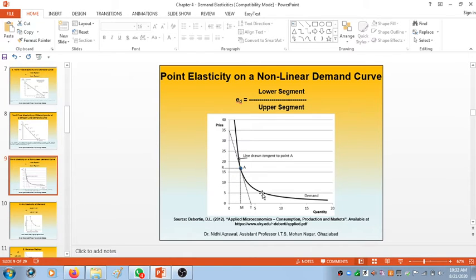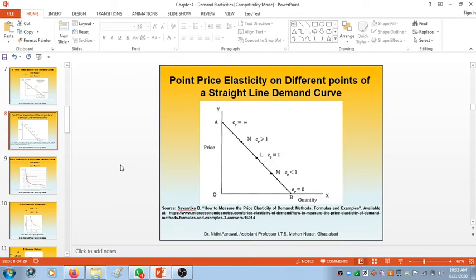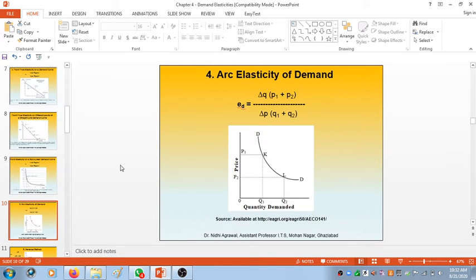So accordingly you have to apply, and you can find out the values as represented in the previous slide like this. Okay, the fourth method is arc elasticity of demand. So we have to measure the value of elasticity over an arc. In this case the demand curve is non-linear, right?